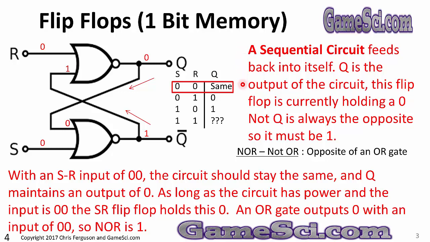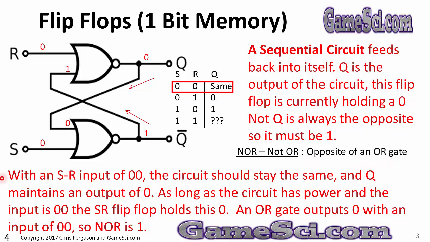Q is the output of this circuit. This flip-flop is currently holding a 0. See the 0 on the Q line? This flip-flop is holding memory value 0. Not Q is always the opposite. So if Q is 0, not Q must be a 1. This sequential circuit is built out of NOR gates. NOR, of course, means not OR, or the opposite of an OR gate.